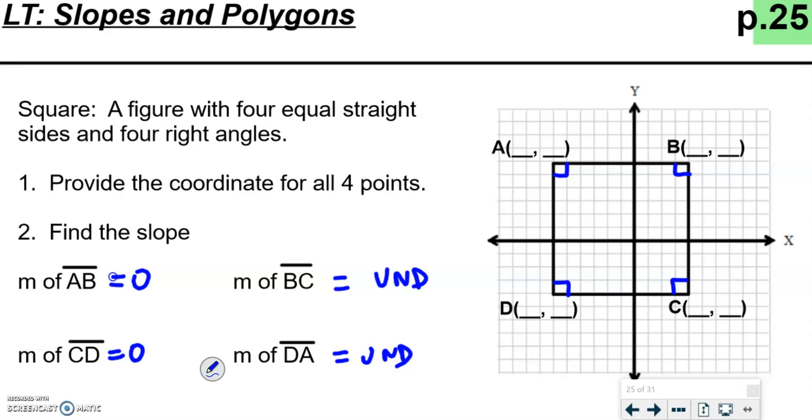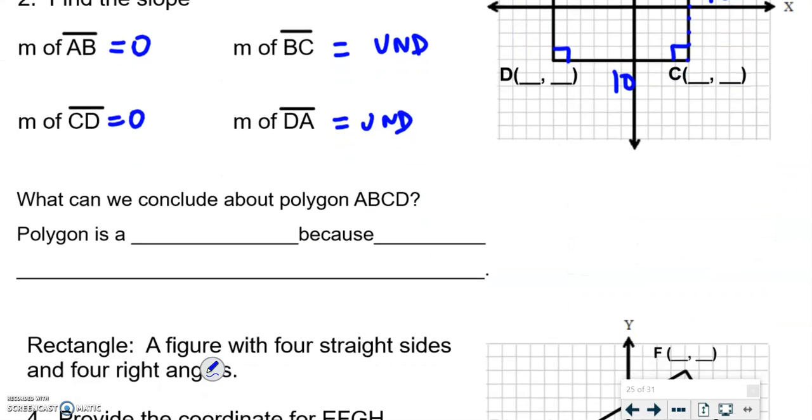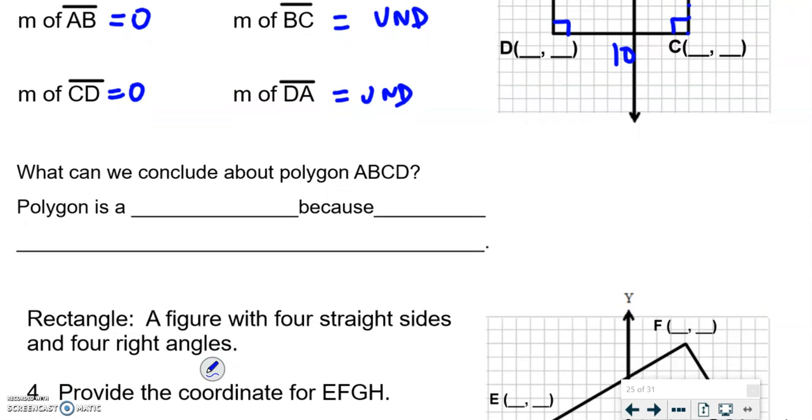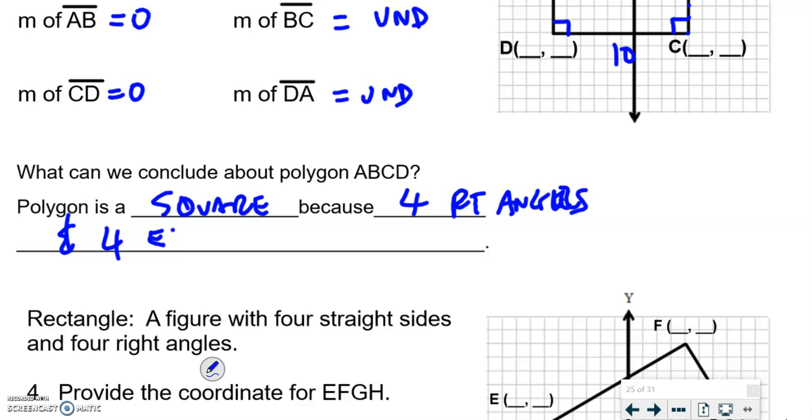So in here, we can actually count this. It could be 1, 2, 3, 4, 5, 6, 7, 8, 9, 10 units. And 1, 2, 3, 4, 5, 6, 7, 8, 9, 10 units. And likewise, the opposite sides are the same, so this is also 10. So when you have 4 equal sides and 4 right angles, because horizontal and vertical lines are perpendicular to each other, this polygon is a square. Okay, because it has 4 right angles and 4 equal sides.